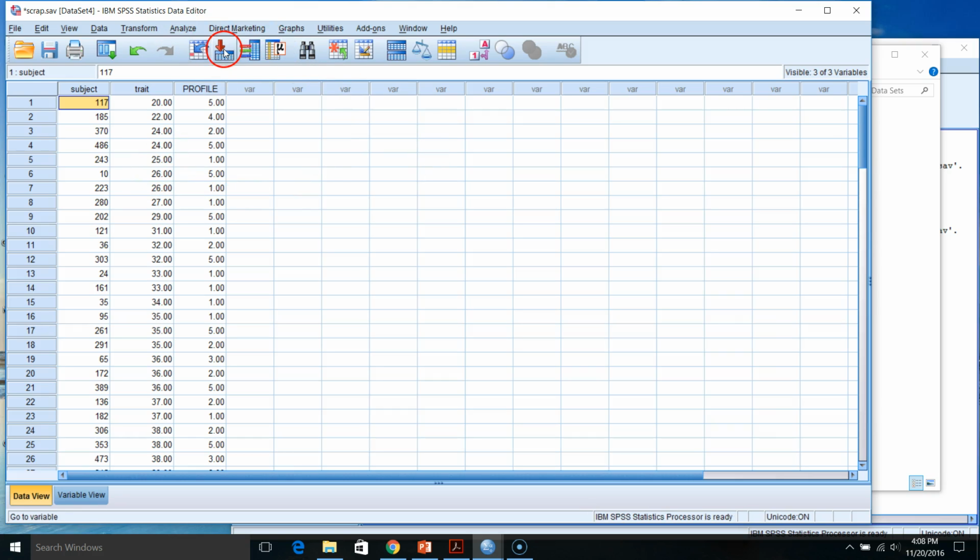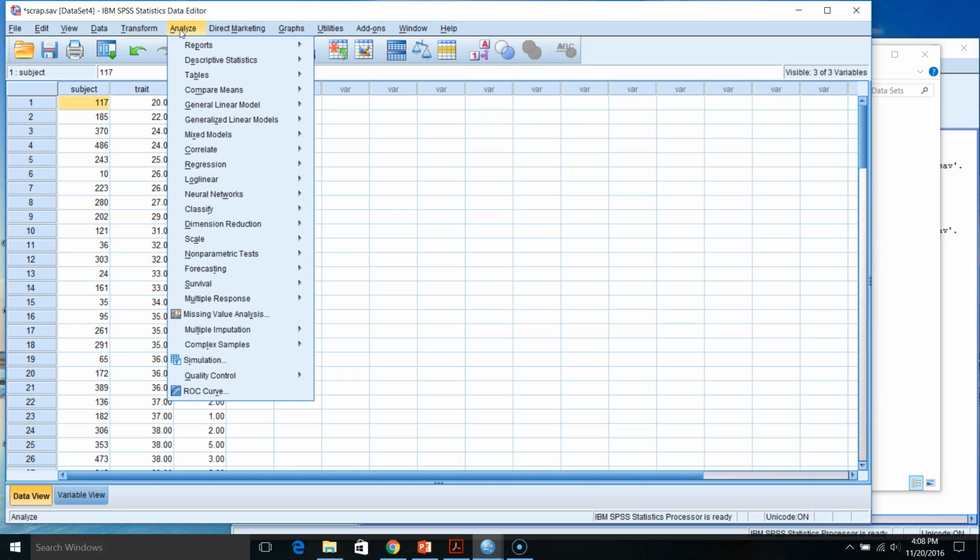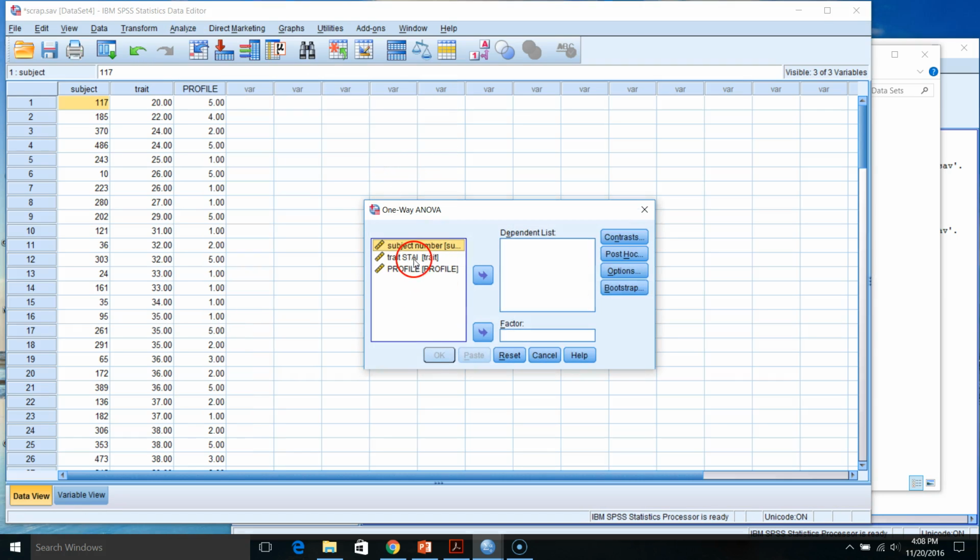Okay, so again, we're interested in seeing whether these groups, the different pain profiles, differ in terms of their trait level anxiety. So we're going to go to Analyze, down to Compare Means, to One-Way ANOVA. We're going to select Trait Anxiety as our dependent outcome, and Profile as our IV. So this is our factor.